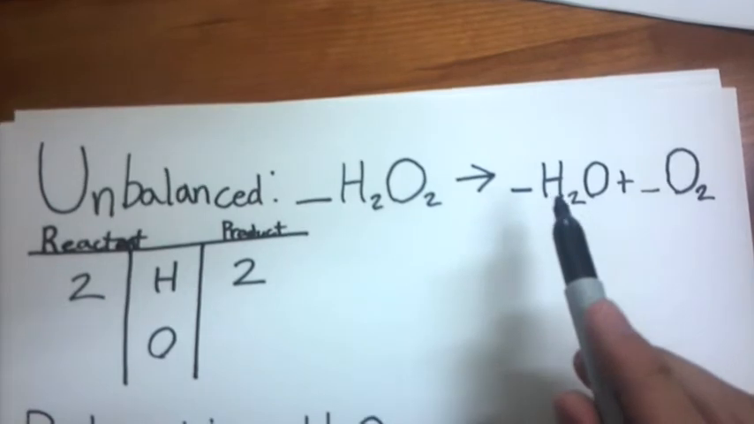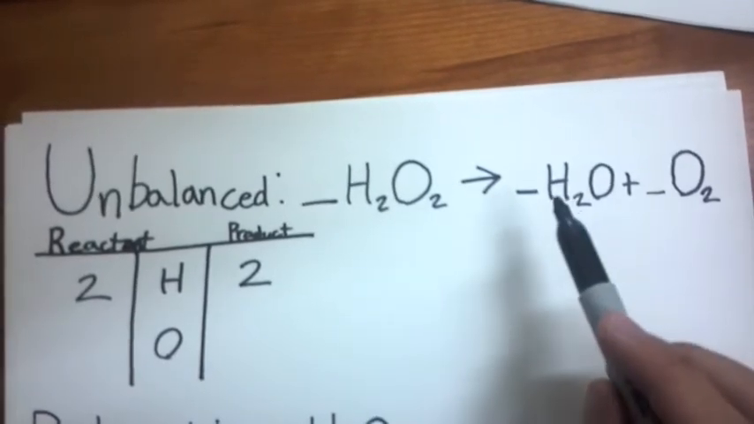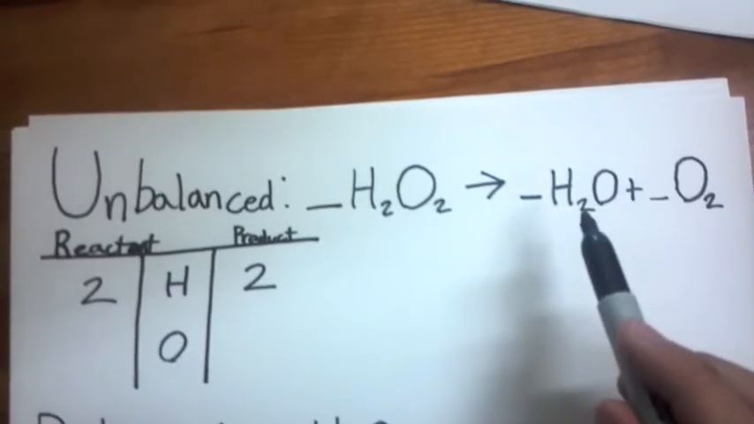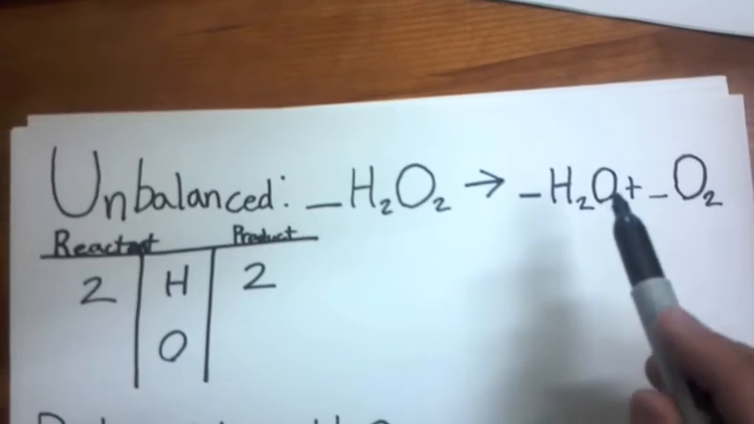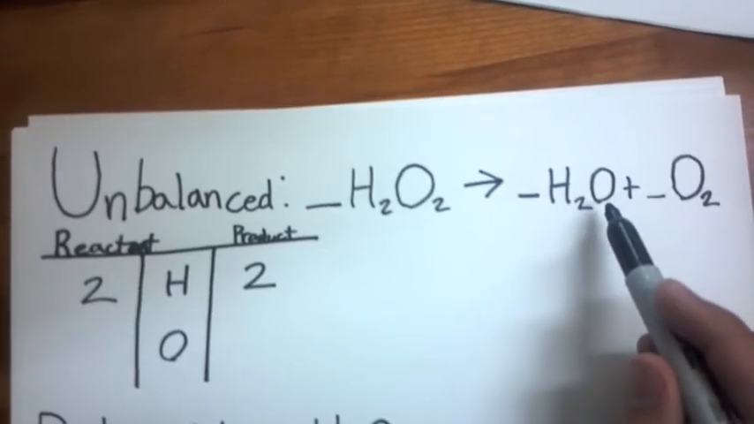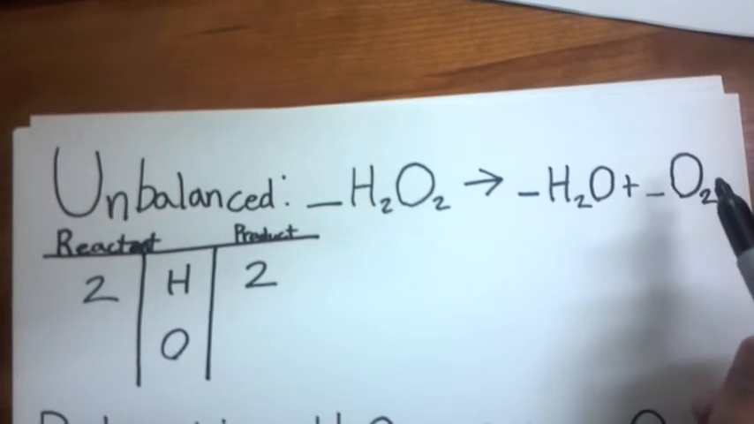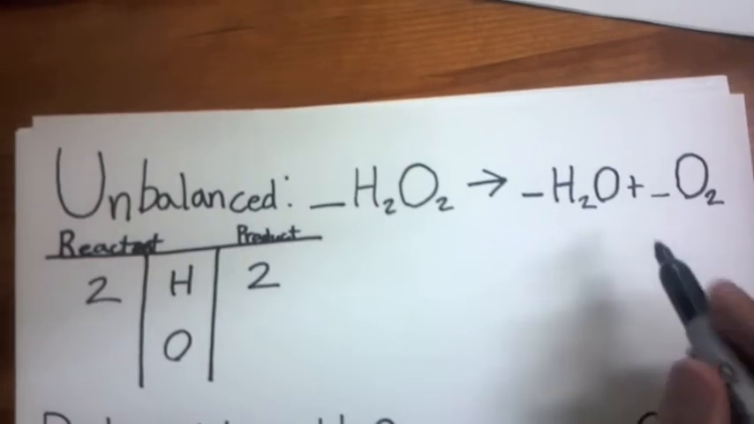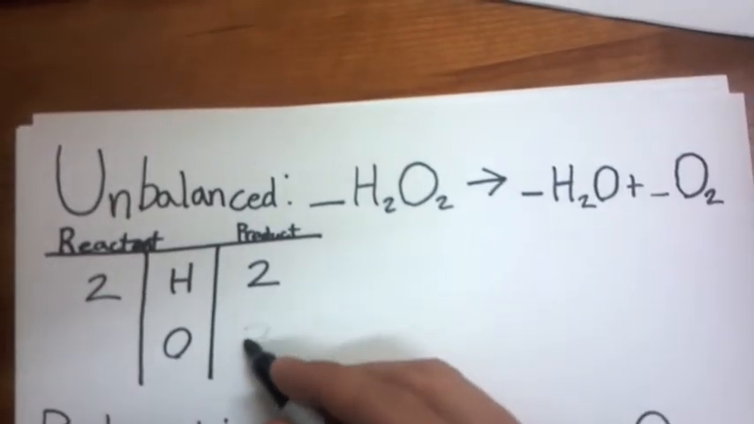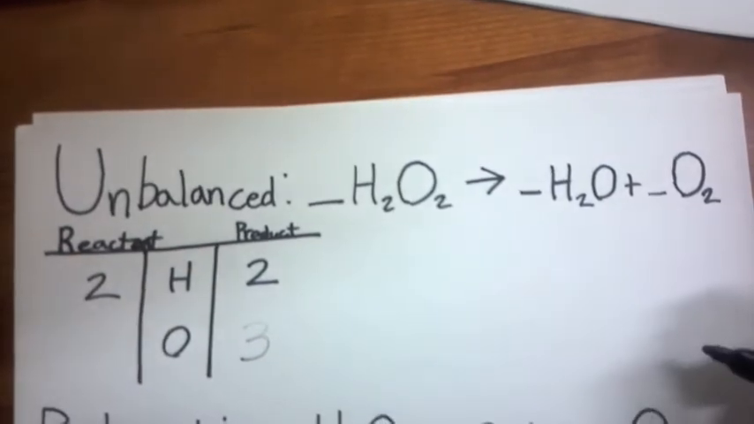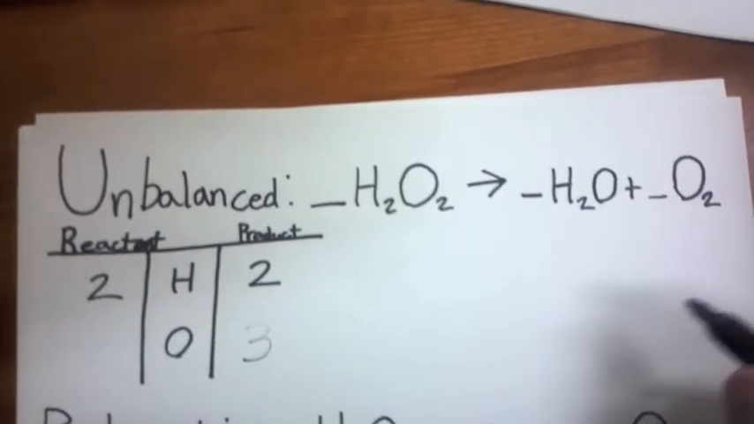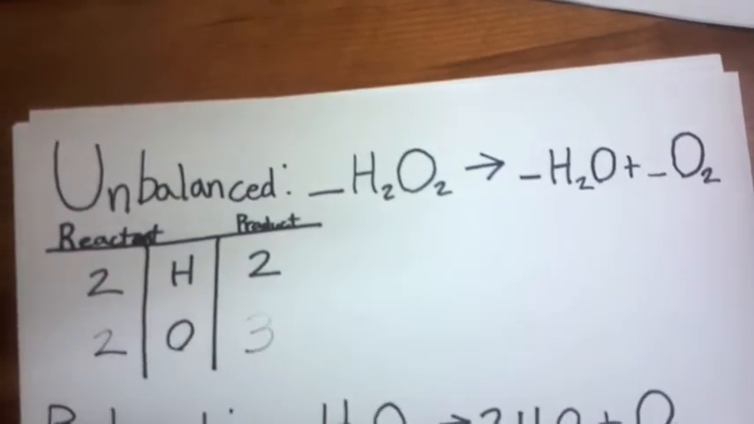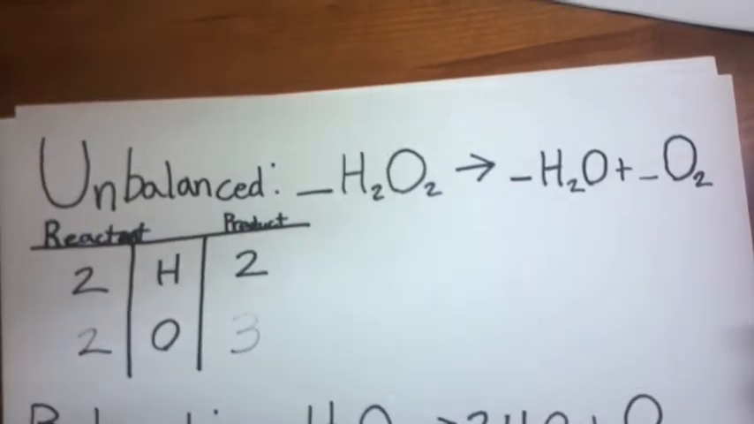Now on the product side, there are 3 hydrogens. Sorry, 3 oxygens. So what we're going to do is take this oxygen right here and add it to these 2. So that's 1, and then there's 2. That makes 3 oxygen. And on the reactant side, there's 2 oxygens. So that is your unbalanced equation.